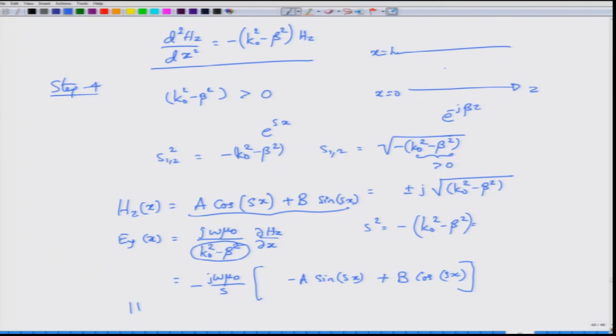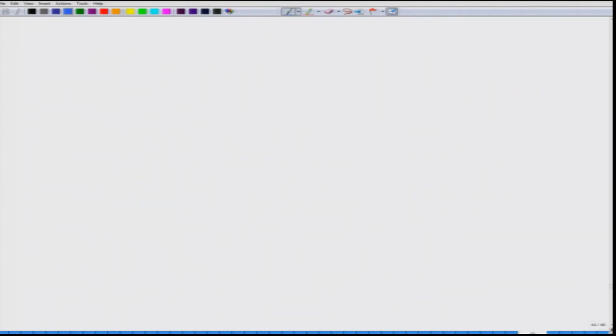Since I did not derive the expression for Hx, please derive the expression for Hx, and then you can obtain the corresponding solution. So, this I will leave as an exercise for you. Now, we are not completely finished. Let us now go to step 5, where we are going to apply boundary conditions.